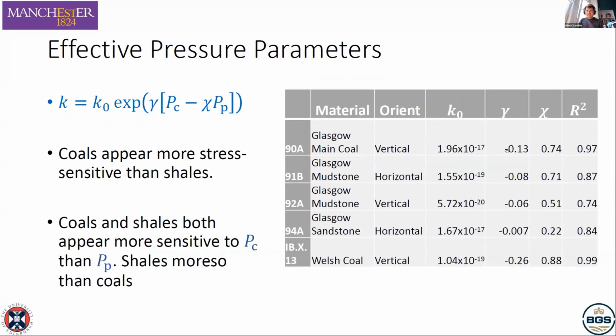So firstly, the fact that this number is higher in the two coals than it is in the mudstones means that the coal is in fact even more stress sensitive than mudstones in terms of the permeability that's measured. And then the fact that these numbers are all below 1 suggests that the permeability is more influenced by the pore pressure than it is by the confining pressure in these rocks. And these numbers are lower in the mudstone than coal, perhaps. So the mudstone permeability is more sensitive to the pore pressure than in the coals.